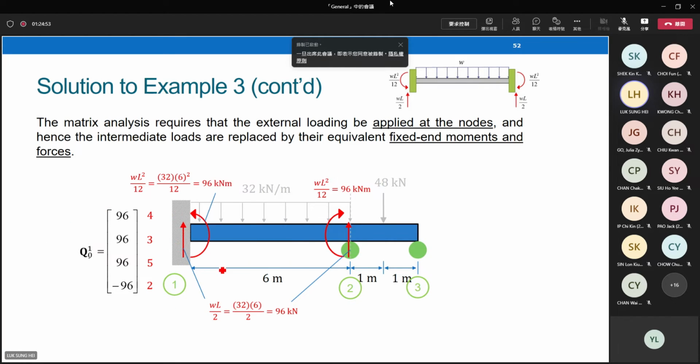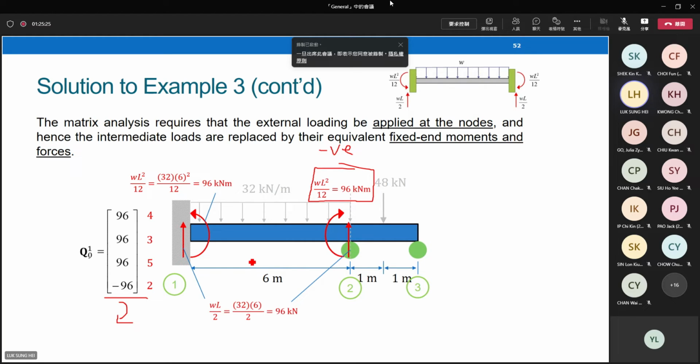And second, you can see a very interesting thing. The last number is negative, minus 96. All magnitudes are 96, but the last one is negative. Why? The last one stands for the fixed end moment on the right-hand side of element 1. From the picture, this fixed end moment is a clockwise moment. Clockwise means negative, according to our sign convention in the stiffness method. Clockwise, we give it a negative sign.